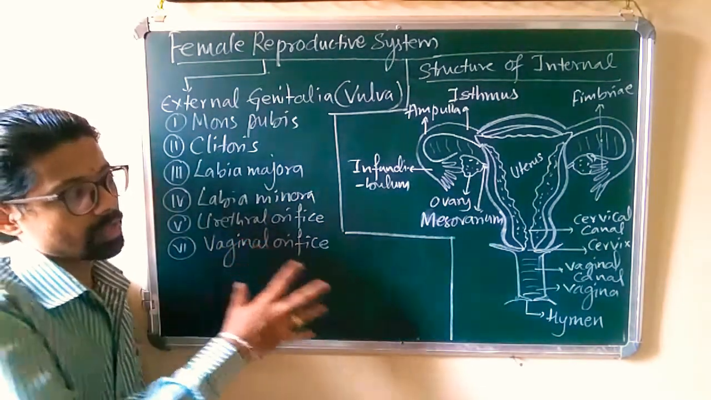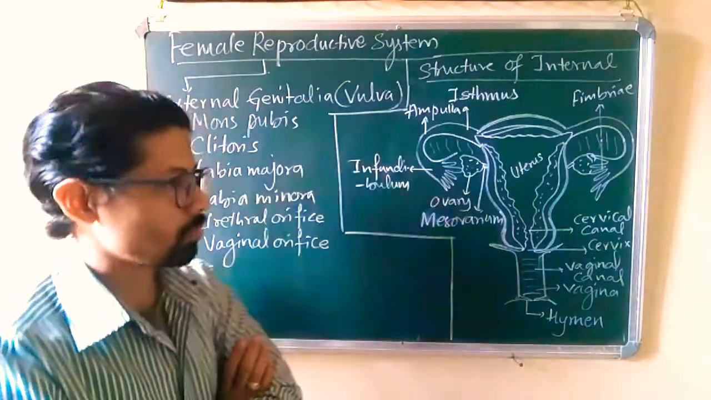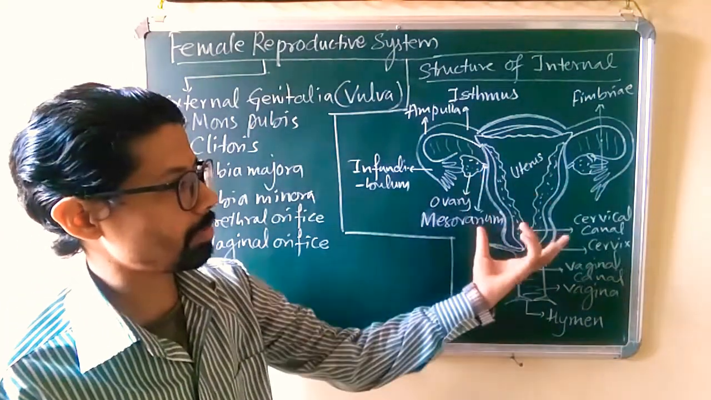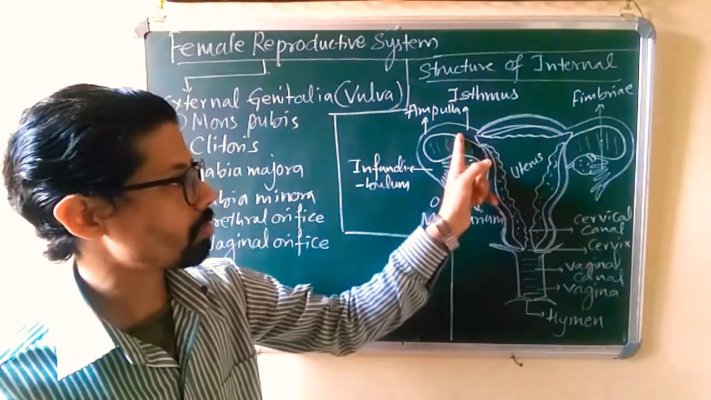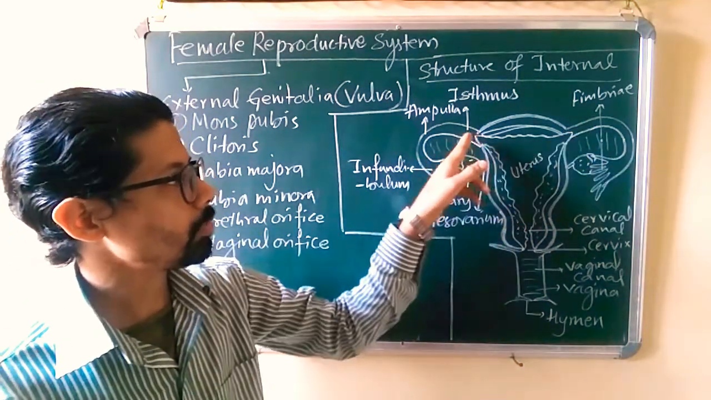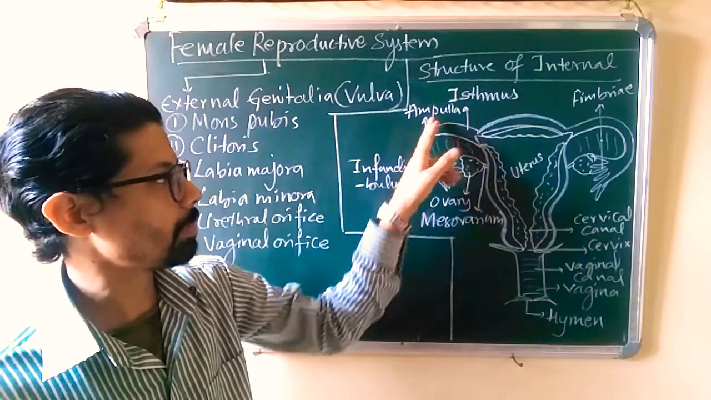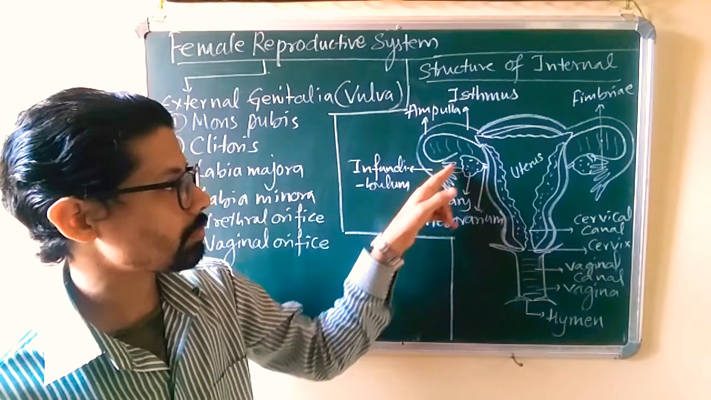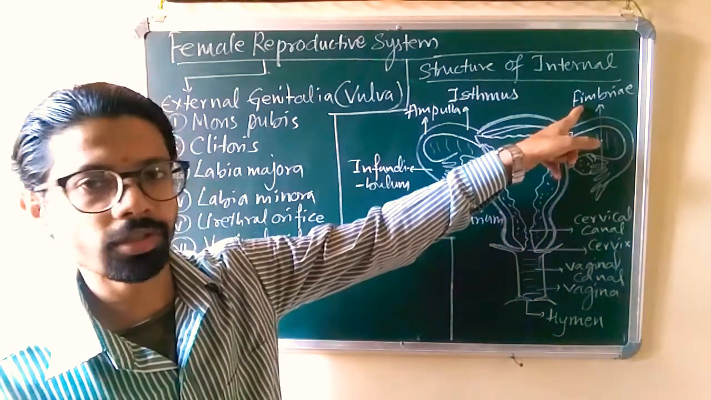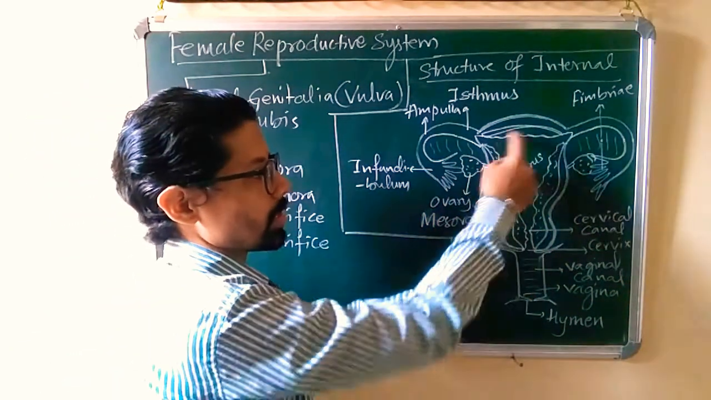Clear? Now, the structure of the female reproductive system somewhat looks like this. You can see a pear-shaped uterus. It is connected to ducts called the fallopian tubes. These fallopian tubes have three parts. The first part is called the isthmus, the second part is the ampulla, and the third part is the infundibulum. The infundibulum contains finger-like projections called fimbriae. And this structure you see is the uterus.